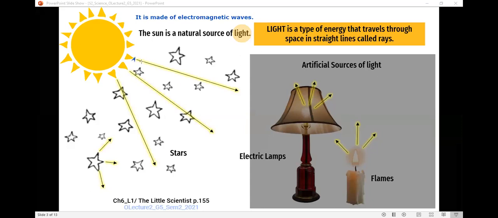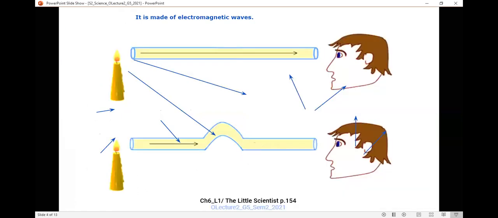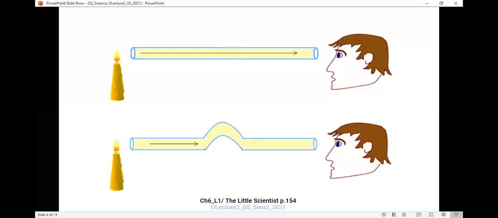What do we call this? A ray. What about this? A ray. This one, a ray. And this, a ray. Thanks a lot. Light walks in straight lines. Light travels in straight lines.